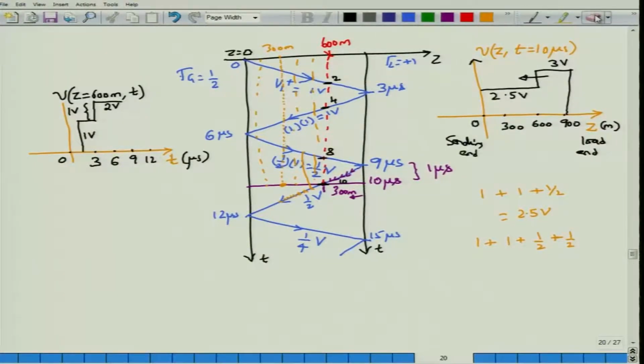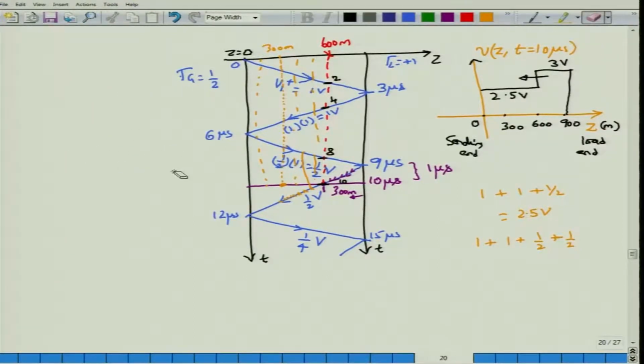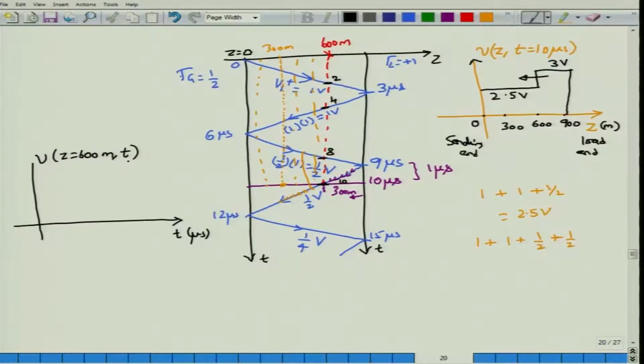Sorry, let me redraw this one in a slightly bigger scale. Okay. So, let us draw here. So, what I am looking at is the voltage as a function of time, T in microseconds, the voltage at Z equal to 600 meter, up to 12 microseconds, but we anyway have seen that up to 10 microseconds is sufficient. So, 3, 6, 9 and 12, because no change happens at 12.